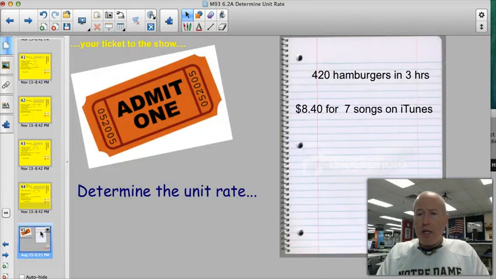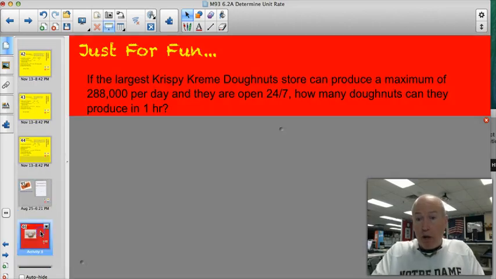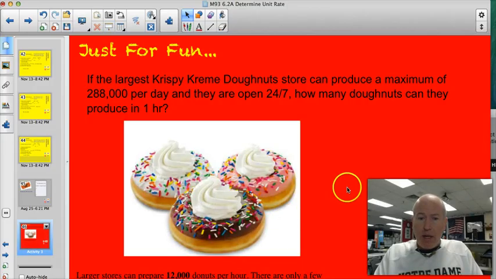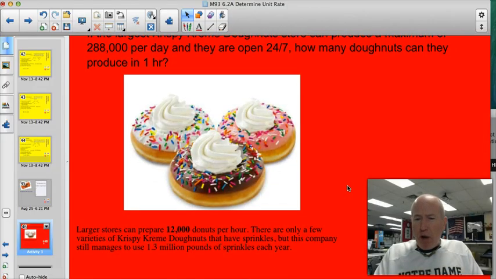Go ahead and try these 2 problems, determining the unit rate for me. Don't forget to set that up in a ratio. Divide by the right side. Add the labels. All right, back to our original unit rate problem. The Krispy Kreme donut store can produce a maximum of 288,000 donuts per day. How many can they produce in an hour? Well, assuming they make the same number of donuts per hour, and they go nonstop for 24 hours per day, they could make about 12,000 donuts per hour.